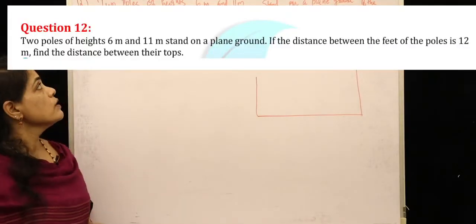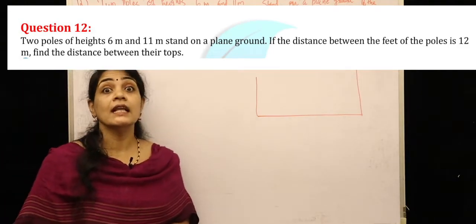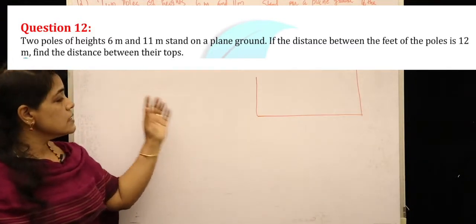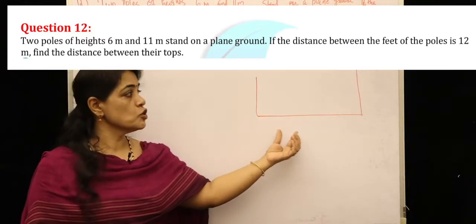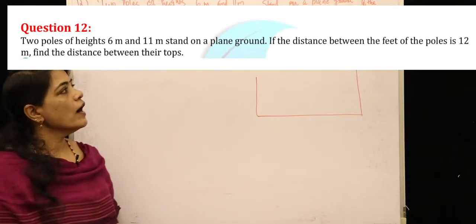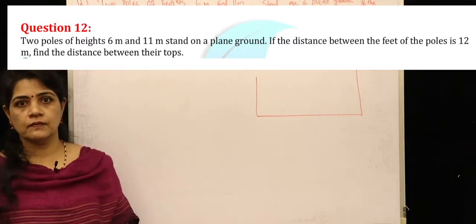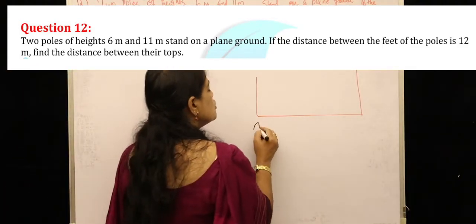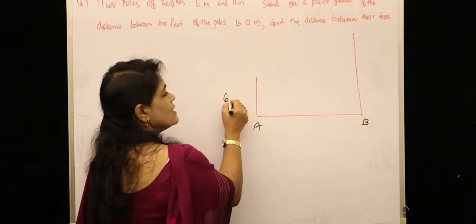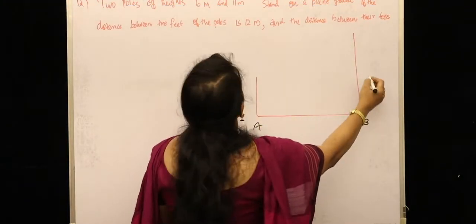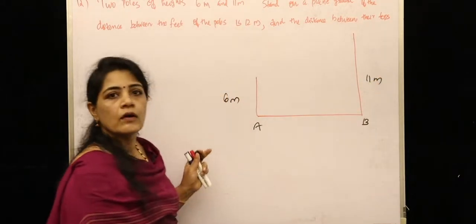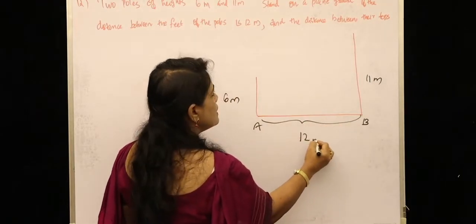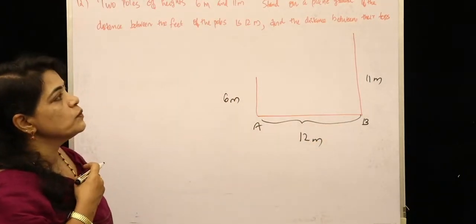Here two poles of height 6 meter and 11 meter stand on a plain ground. If the distance between the feet of these poles is 12 meter, find the distance between their tops. So we have a ground, let it be AB, and two poles, this is the 6 meter pole, and this is the 11 meter pole. The distance between the feet of the poles is given as 12 meter. What is asked? Find the distance between their tops.